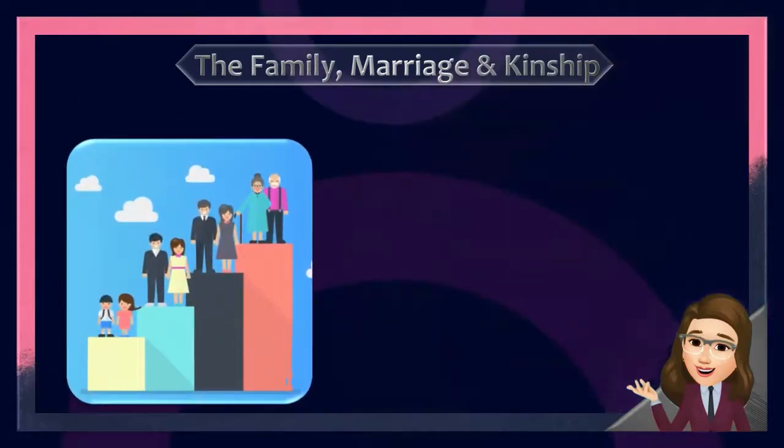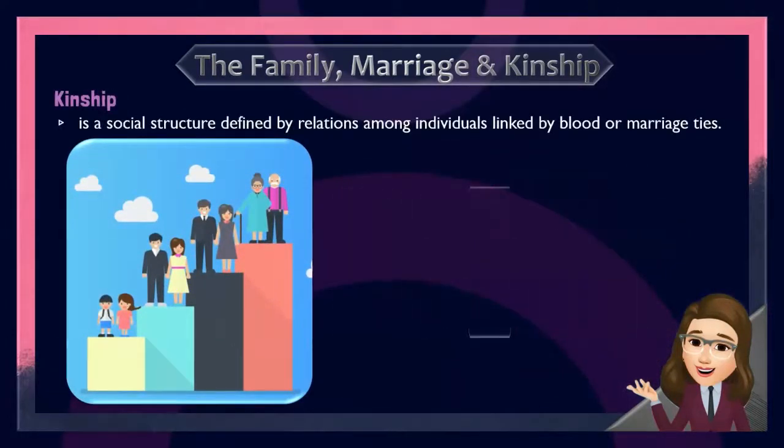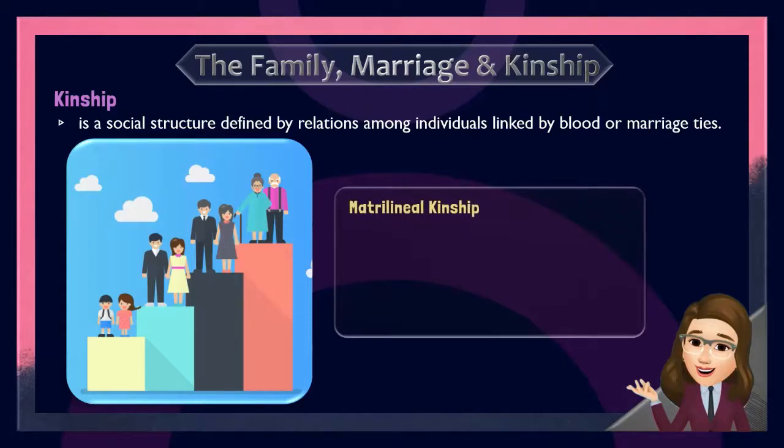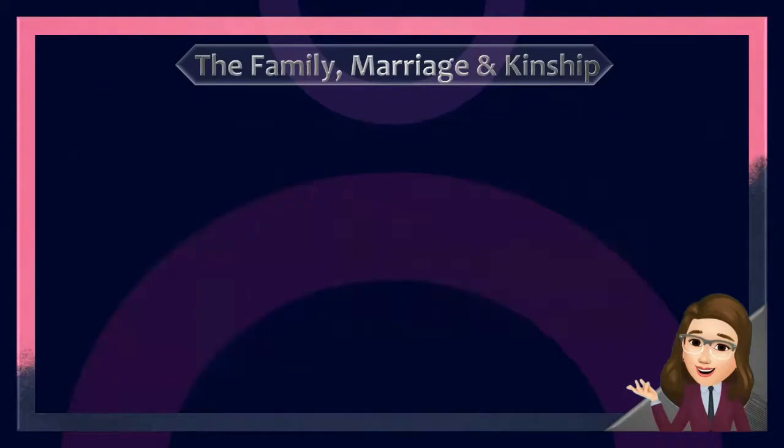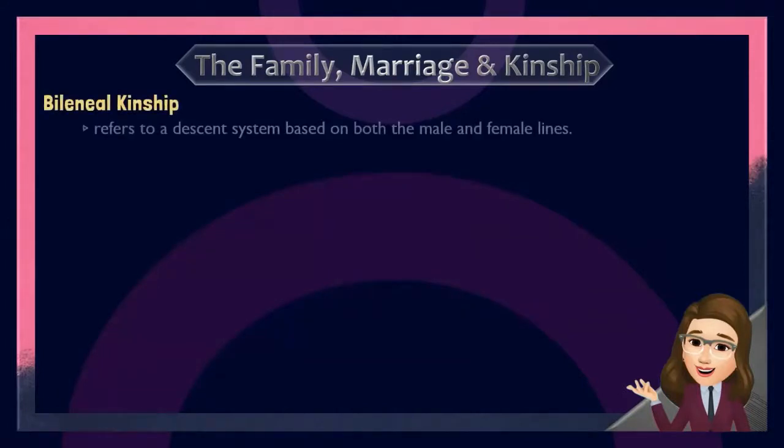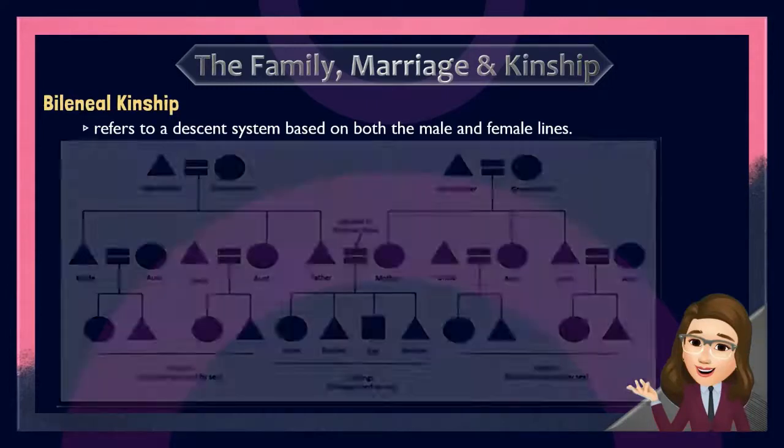Next is kinship. It is a social structure defined by relations among individuals linked by blood or marriage ties. Matrilineal kinship means that one's descent is based on the female line, kaliwat nimo sa mother's side, and for patrilineal kinship, for the father's side. The combination of the two is called bilineal kinship, a descent system based on both the mother and father side.